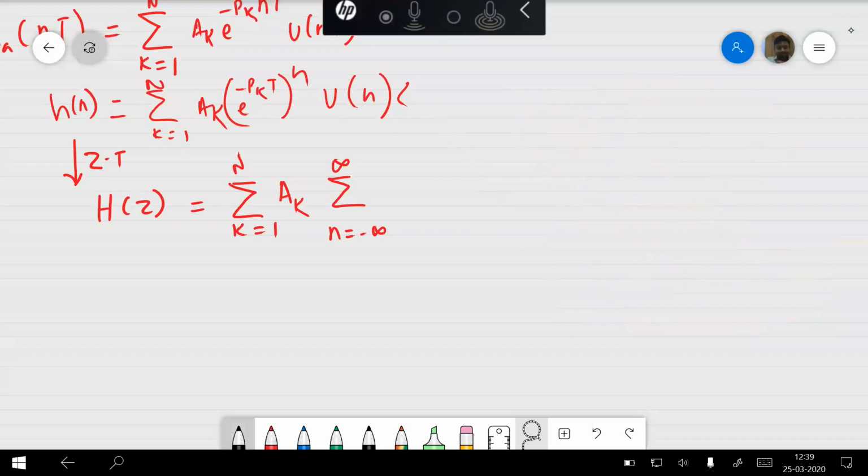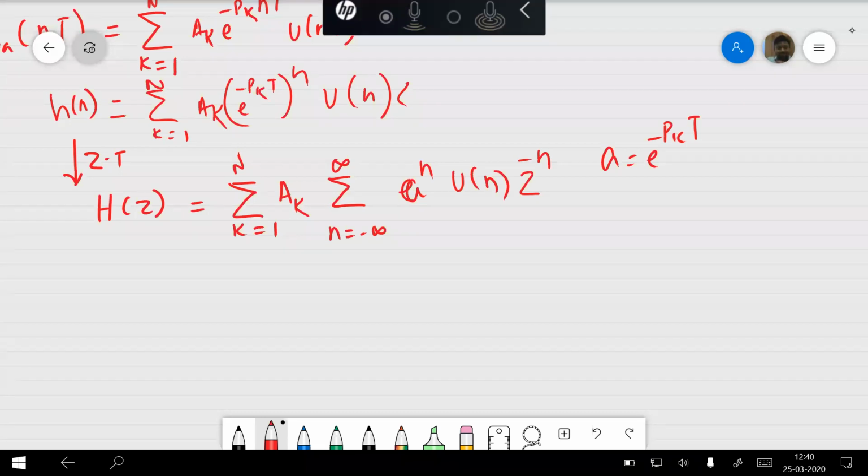Okay. Now, let me put this: summation n equal to minus infinity to infinity. This is in the form of a to the power n u of n, where a is nothing but e to the power minus pk T, into z to the power minus n. We know that summation n equal to 0 to infinity, because u of n is there, of a to the power n z to the power minus n. So what is the z transform of a to the power n? That is 1 by 1 minus a z inverse.